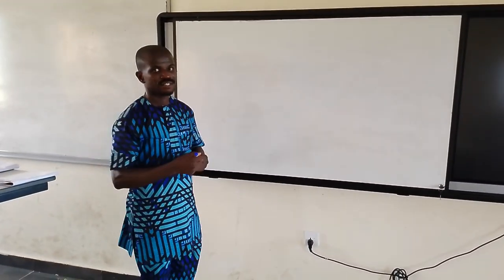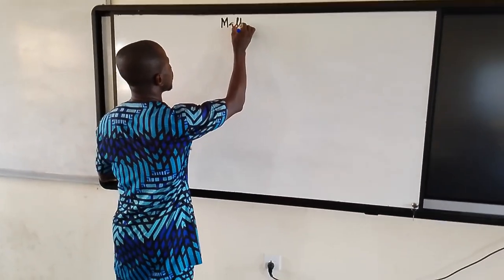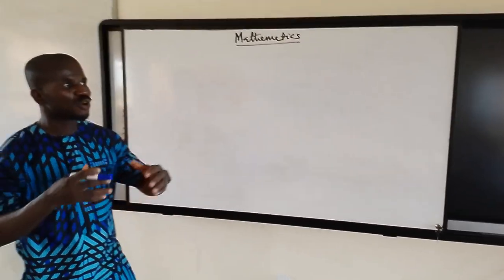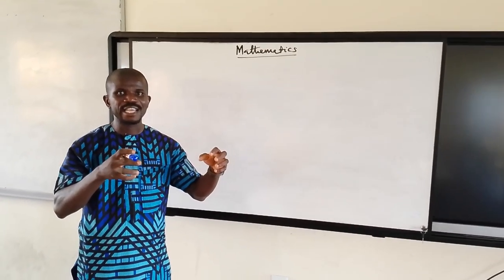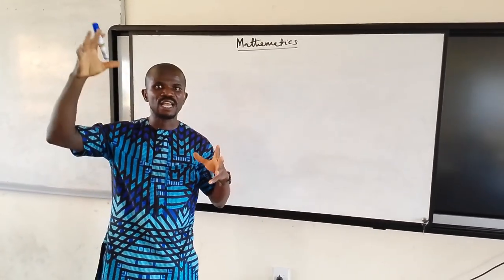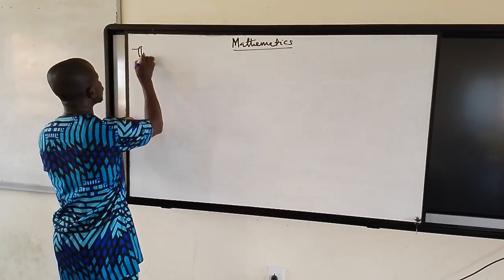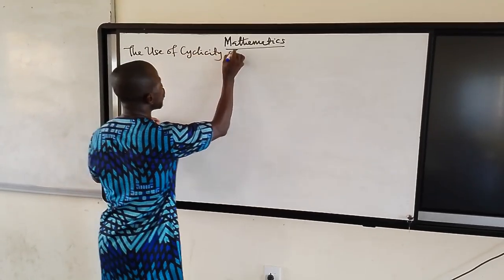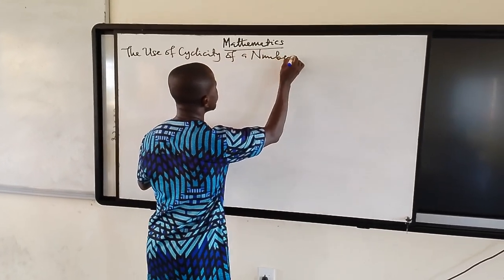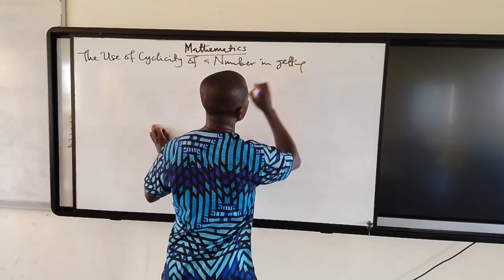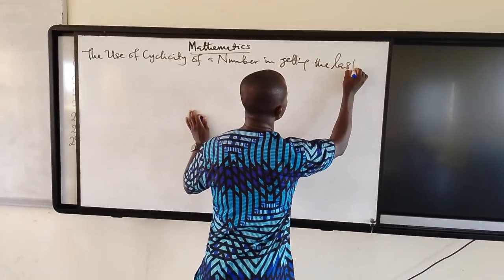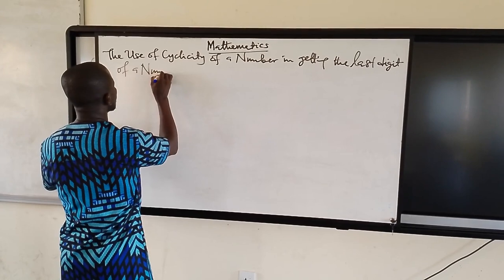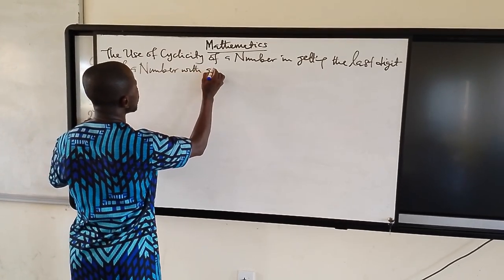In today's lesson, still on mathematics, we shall be looking at the use of cyclicity of a number in getting the last digits of a number with a very high power.